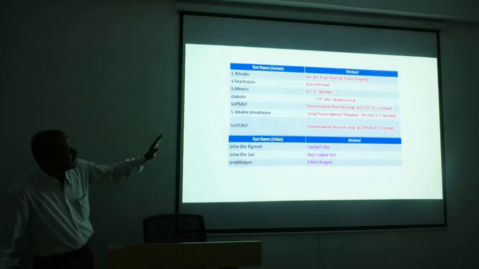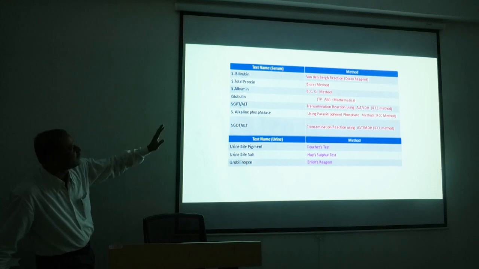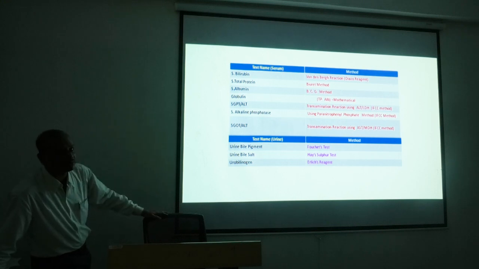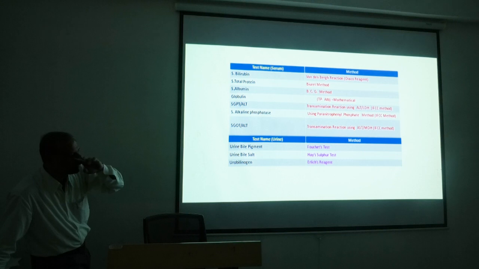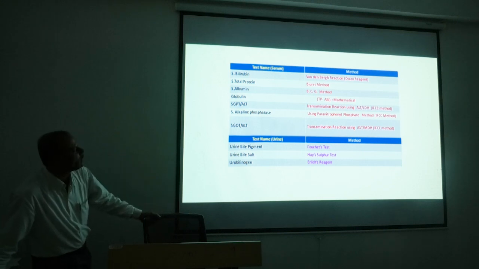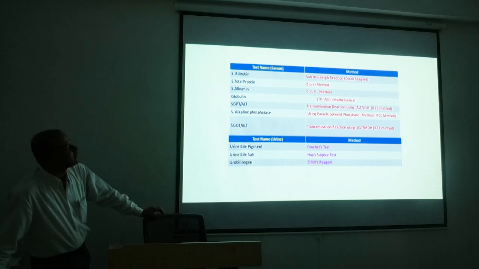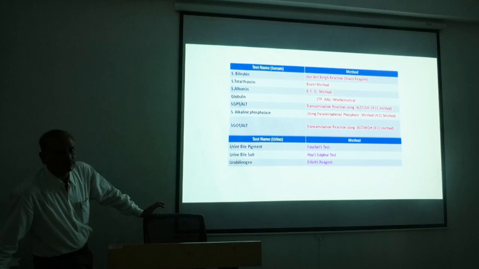So you just write these things. Only simply write these things. If somebody asks what the methods are, just give the name of the method. You need not go further because you will not be doing all these tests. Bilirubin is done by the Van den Bergh reaction, Diazo reagent.